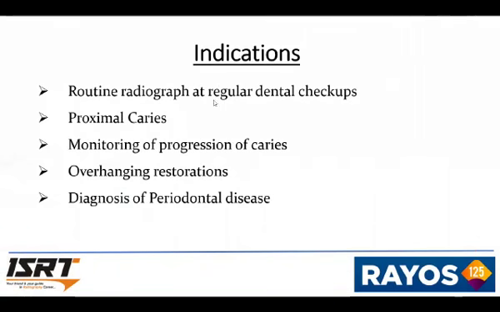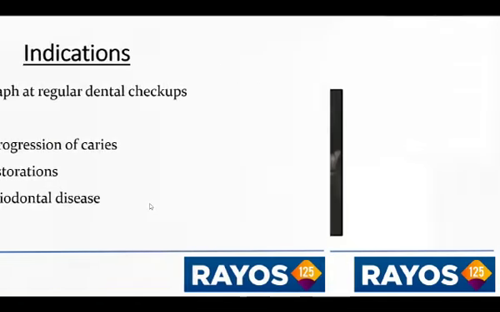So this is a routine regular dental checkup. It is very much indicated, to see the proximal caries and monitor the progression of the caries. So these are for the regular checkup. And also if there is an overhanging restoration, and for diagnosis of periodontal diseases.